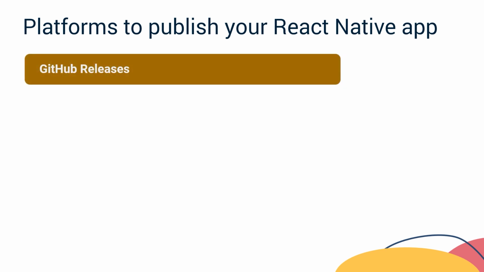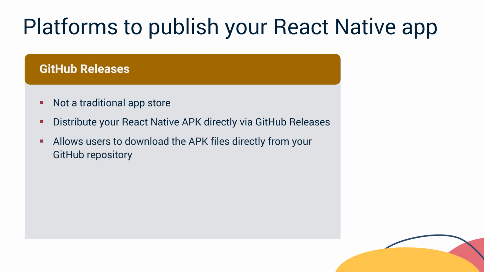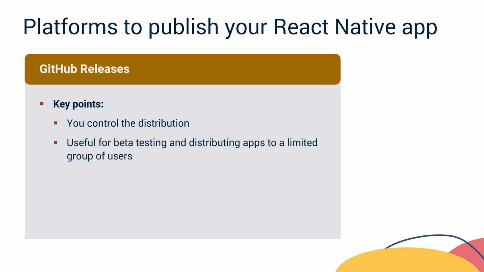Another platform is GitHub Releases. While not a traditional app store, you can distribute your React Native APK directly via GitHub Releases. This allows users to download the APK files directly from your GitHub repository. You can visit the website using this link. GitHub Releases lets you control the distribution. It is useful for beta testing and distributing apps to a limited group of users. It does not have an App Store interface. Users must manually download and install the APK.